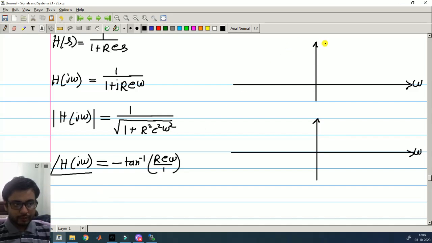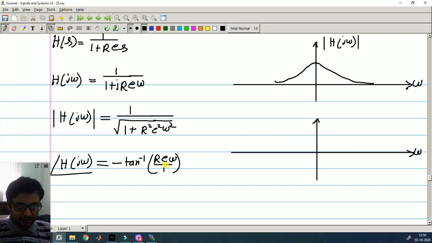Okay, now let me plot here the mod of H j omega. So you can see as omega increases, the denominator increases, so the value will decrease, and at omega equal to 0 it will have the maximum value. So it will be somewhat like this. And it is a symmetric function of omega, of course, because we have omega square, so it will be like this.